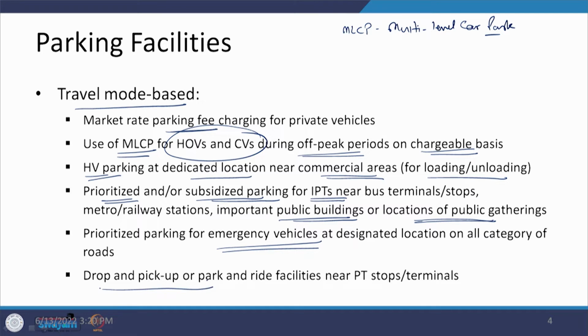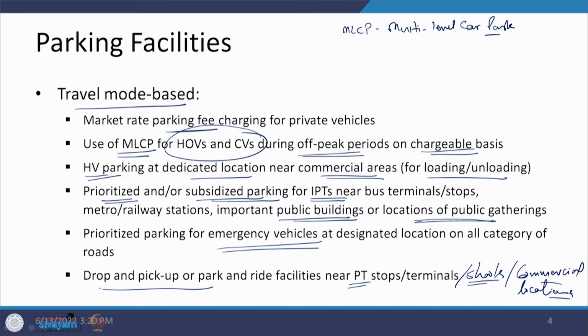Drop-off and pick-up locations need to be identified, and these can be near public transport stops or terminals. They can be near schools also, and they can also be near commercial locations, because it may happen that a person is picking up or dropping off a spouse at that location, and both may be working in different areas or different localities. So, looking at those aspects, what is the travel pattern in that area, we should take a decision.